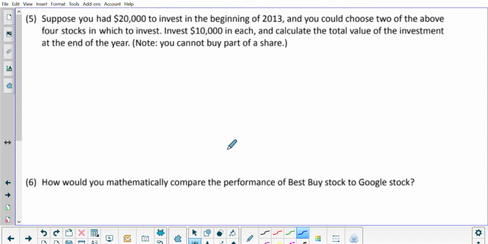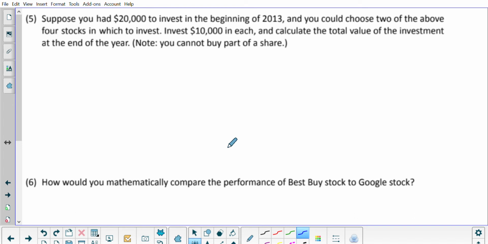Suppose you had $20,000 to invest at the beginning of 2013, and you choose 2 of the above 4 stocks to invest in. We're going to invest $10,000 in each, and we're going to calculate the total value of the investment at the end of the year. You cannot buy part of a share. So I can only buy 1 share, 2 shares, 3 shares, 4 shares. I can't buy 2.5 shares. So what does this mean?